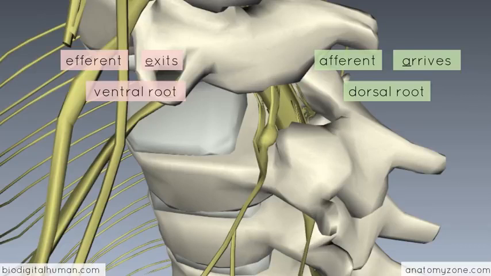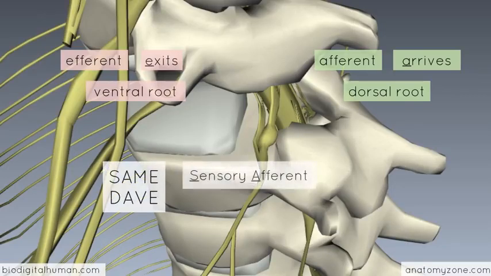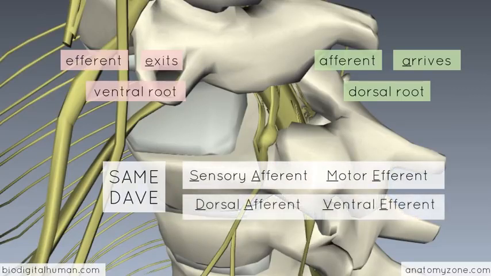And then with regard to the ventral and dorsal roots, you can use the mnemonic SAME DAVE. So sensory afferent, motor efferent, same. And then DAVE: dorsal afferent, ventral efferent. So using that mnemonic, you can work out that the dorsal root carries sensory afferent information, and the ventral root carries motor efferent information.